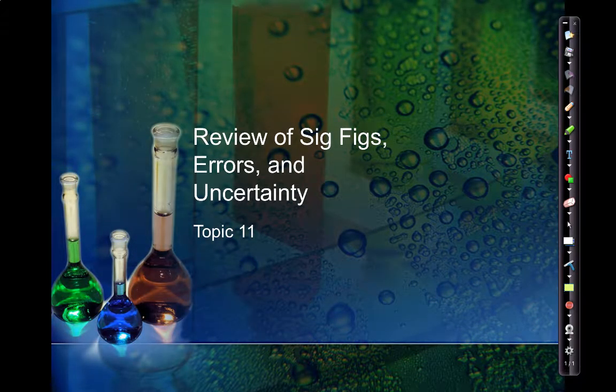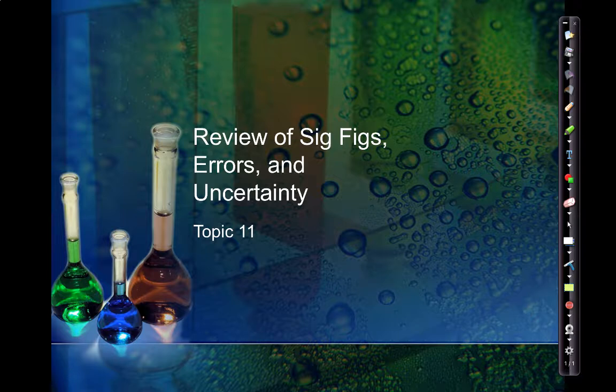All right, so uncertainty is a huge component of your internal assessment. It's very important in IB chemistry. It's not very important in AP chemistry, but it is important in IB because it's tested in all three papers. It's also a huge part of your internal assessment.